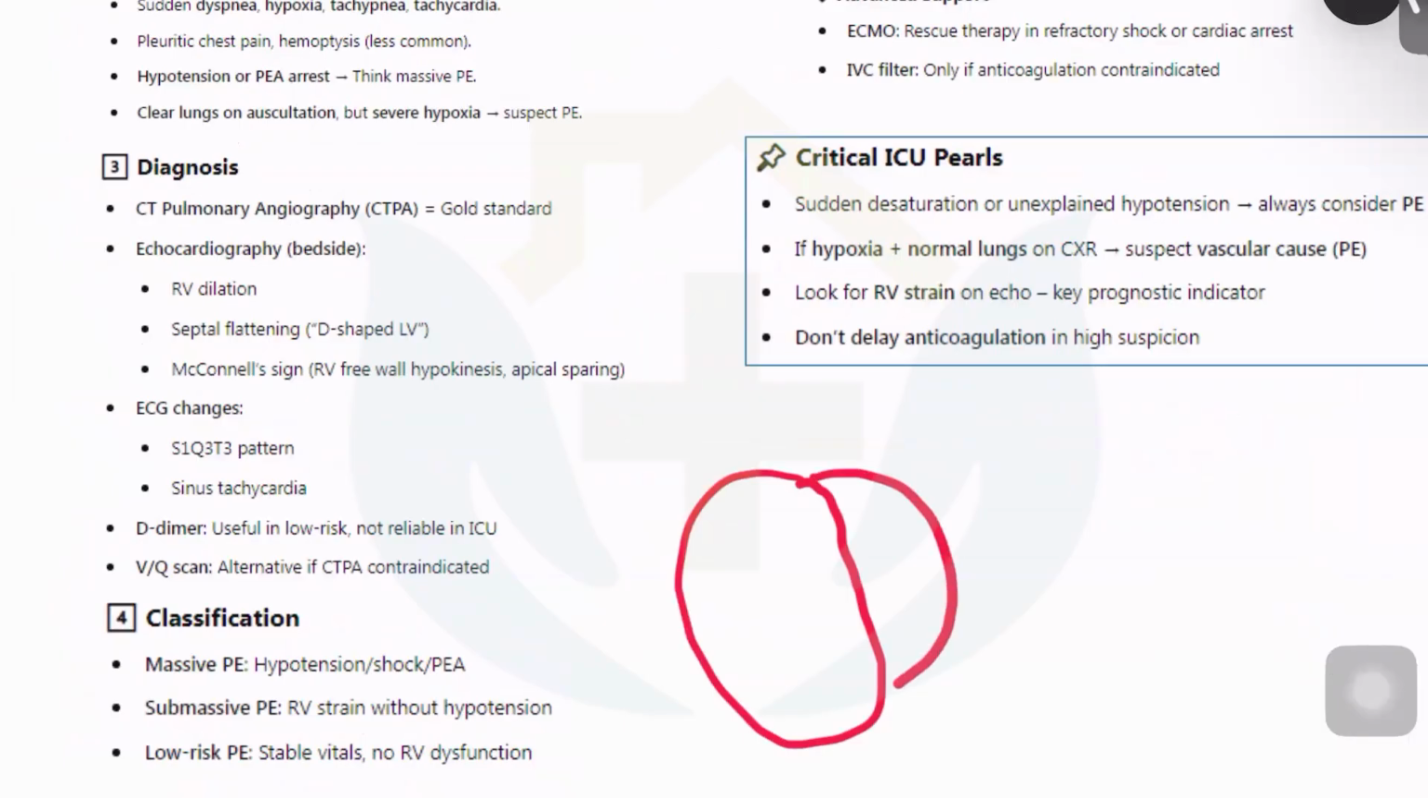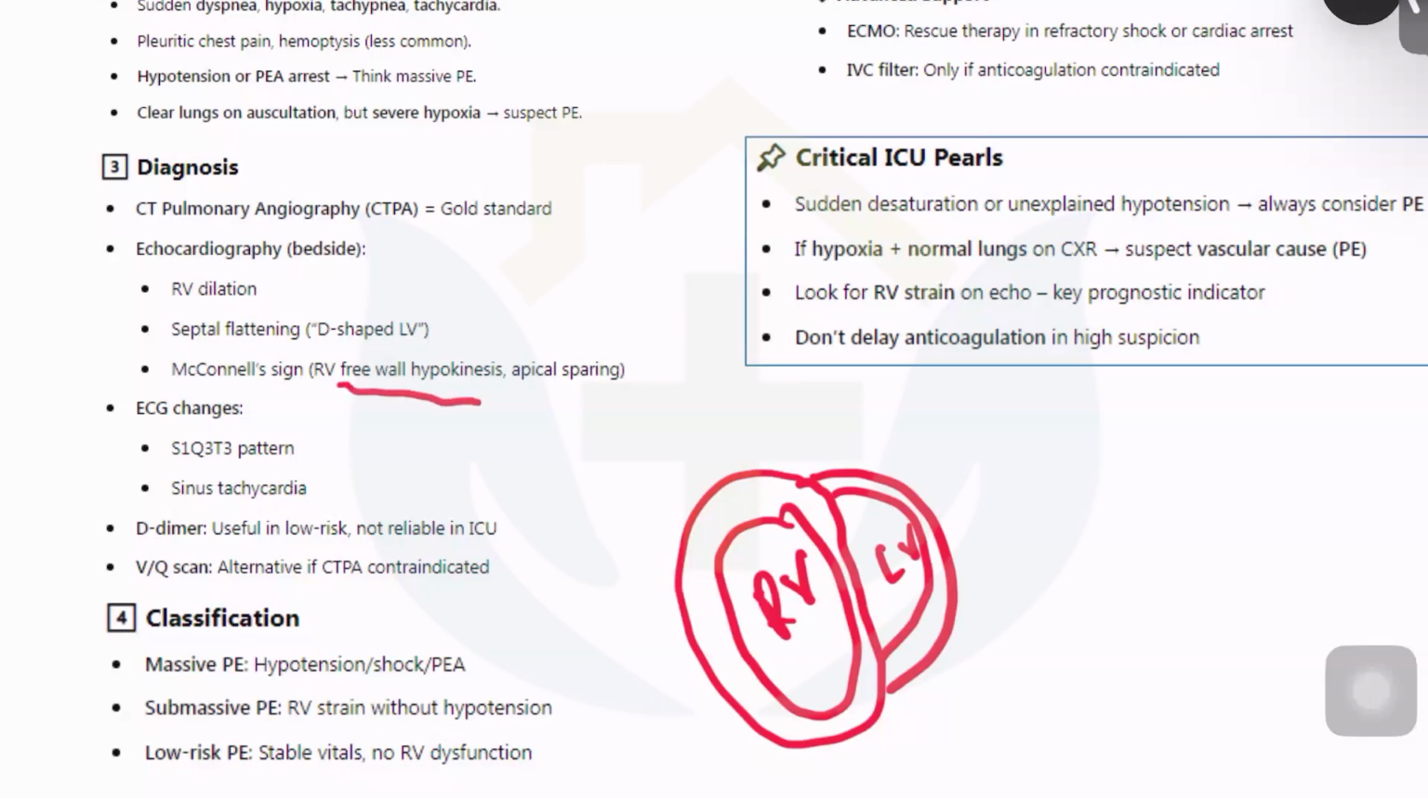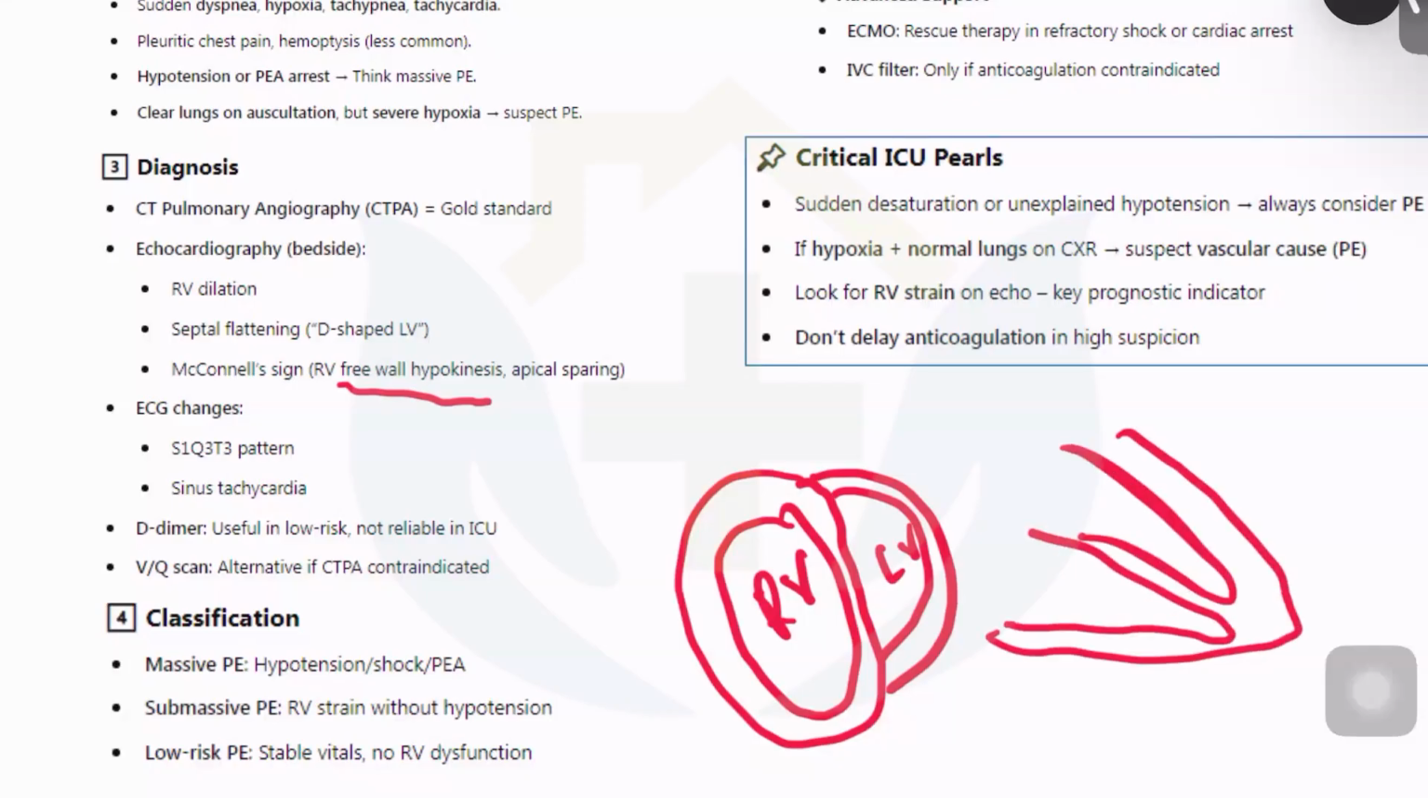This is how you see. So the RV is dilated and LV is compressed into a D shape. So that is what happens. So D-shaped LV, and McConnell sign is right free wall hypokinesia and apical sparing that you see on the Black's view. ECG changes, S1, Q3, T3, sinus tachycardia.